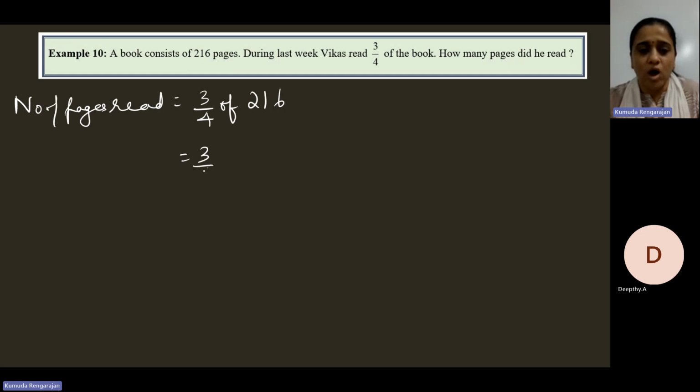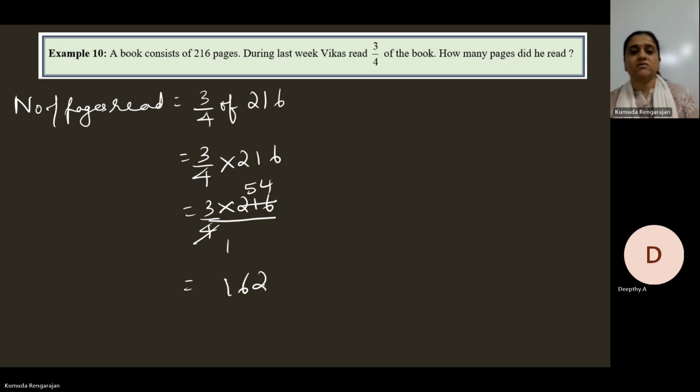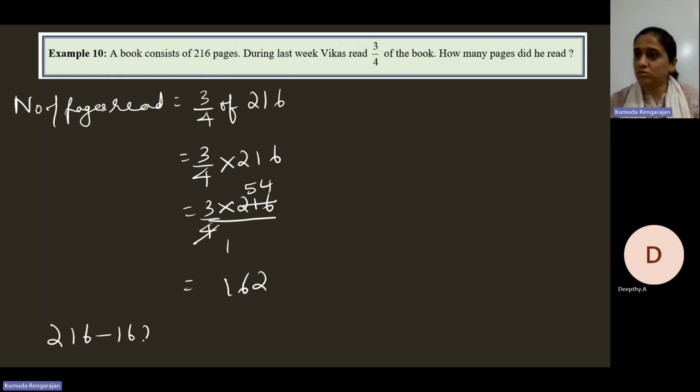That means 3 by 4 of means into 216. So this is 3 by 4 into 216, and then you cancel. 4 ones are 4, 5s are 20. And then you multiply. So 162 pages he has read. So how much is not read? 216 minus 162. So that will be 54 pages. He has not read 54.